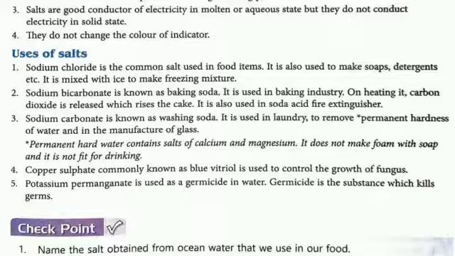Next is copper sulfate, commonly known as blue vitriol, is used to control the growth of fungus. Potassium permanganate, KMnO4, is used as a germicide, means it kills the germs, in water. Germicide is the substance which kills germs. Okay.